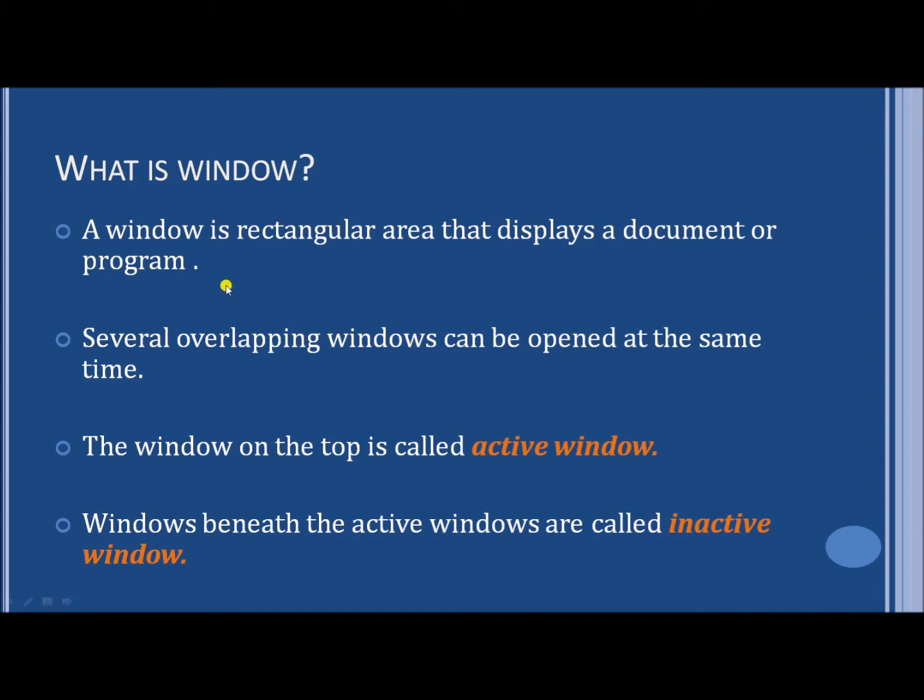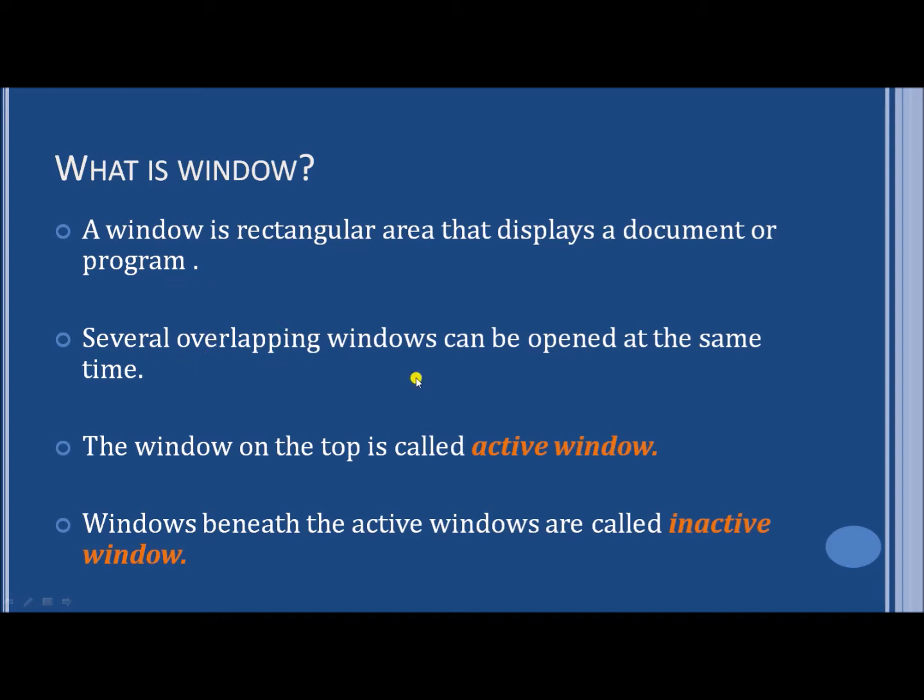What is a window? It is the main question. It is not Windows. We are not talking about Windows 10, Windows 8, Windows XP or Windows 7. Here we are talking about a window which is like a frame. A window is a rectangular area that displays a document or a program. It is the main point to remember. Window means a frame.